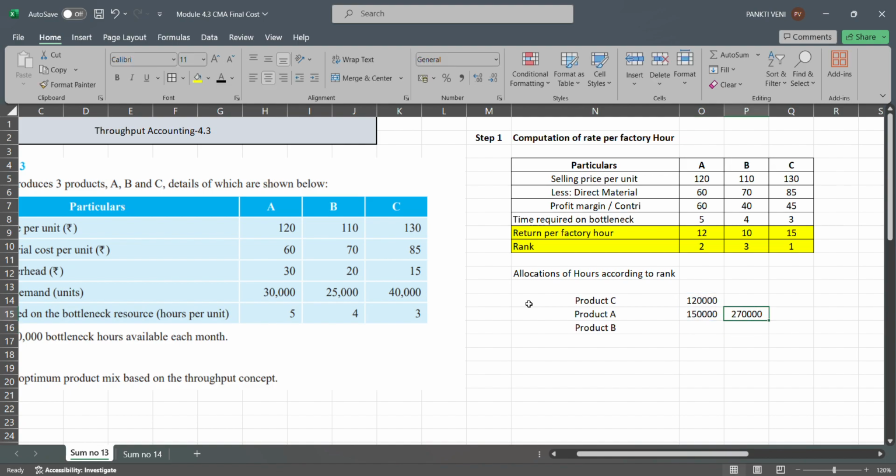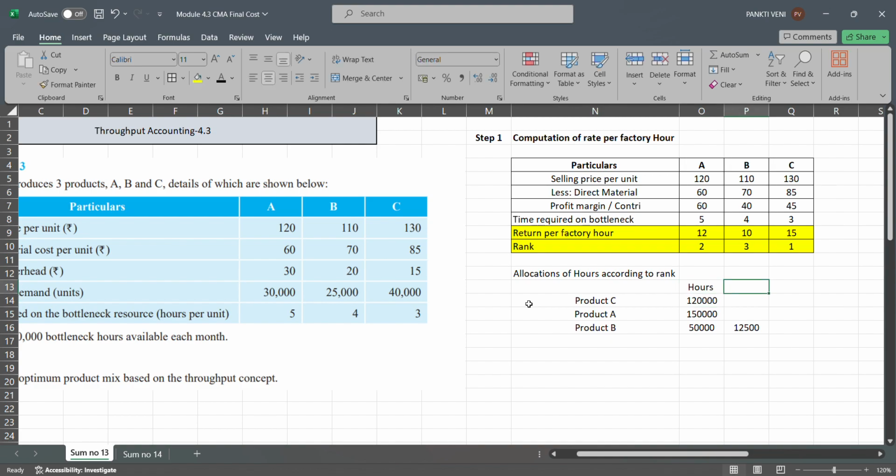So till here, how many hours completed? 270,000. Now what is the balance hours? 320,000 is the total hours minus 270,000. So 50,000 hours are left. For 50,000 hours, how many units can I do? So 50,000 divided by product B requires 4 hours, right? So divided by 4, 12,500 units.